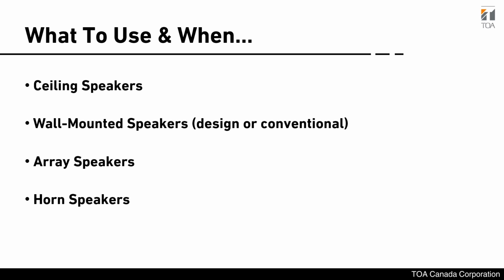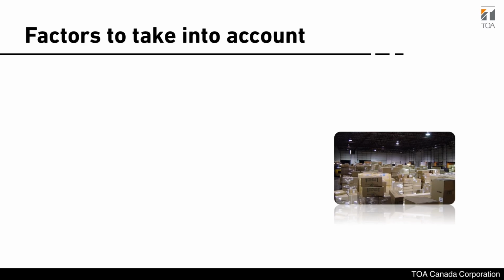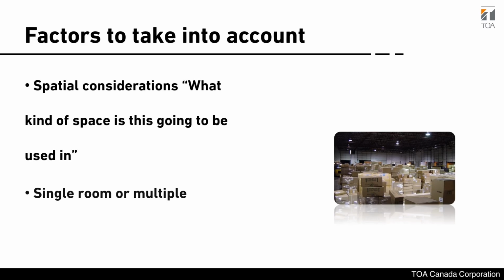Factors to take into account. When setting up a sound system, spatial factors play a big role. Ceiling height is one of those factors. High ceilings can cause sound to dissipate more, requiring stronger and more directional speakers. Rooms versus open spaces. Enclosed rooms help contain sound, making smaller speakers effective. Open spaces need arrays or horn speakers to direct sound where it's needed.